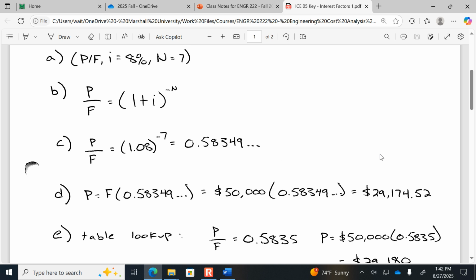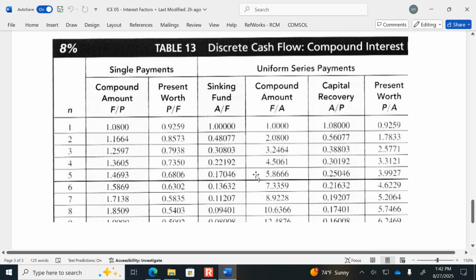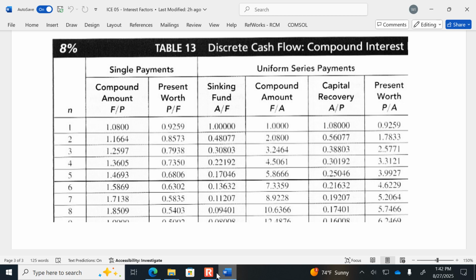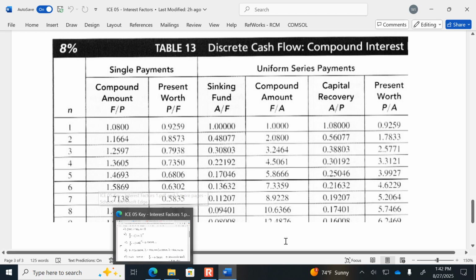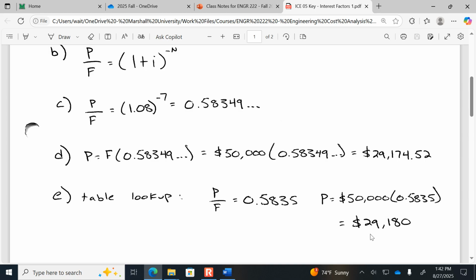So then lastly it said to use the table lookup. So for that, go to the 8% table, which is provided on the third page. So on the 8% table, we want to find the row that corresponds to n equals 7 for find P given F. So here it is, 0.5835. So it's the same factor as I calculated, but just not as much precision. 0.5835. It's reported only to 4 digits. So then I need to round off my answer here, 29,180.